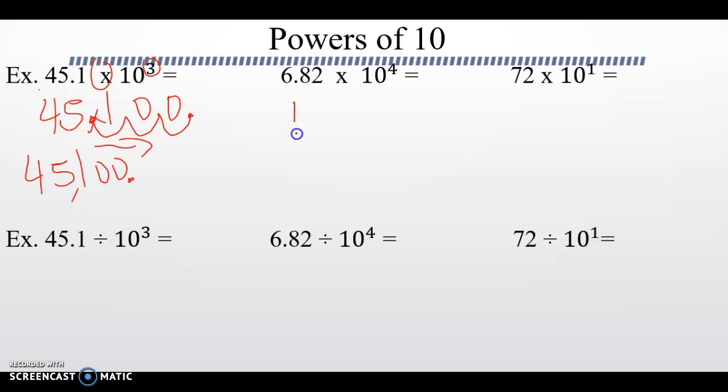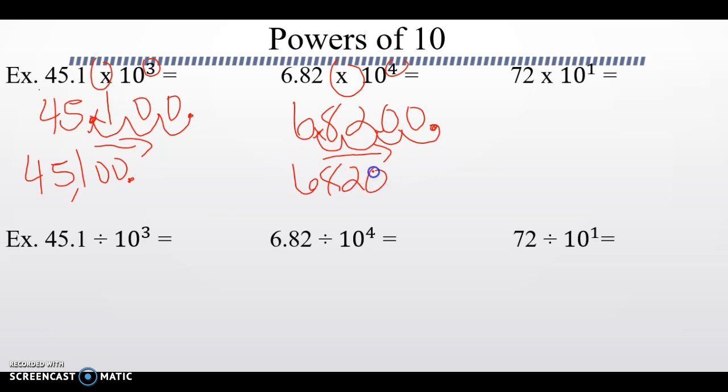Next, 6.82. I'm multiplying, so my digits all need to be on the left. In order to get them on the left, I need to move my decimal point back. So 10 to the 4th power, I'm moving 4 times. Count the movements. 1, 2, nothing there, so I need a 0. 3, another 0, and 4. My answer now is 68,200.